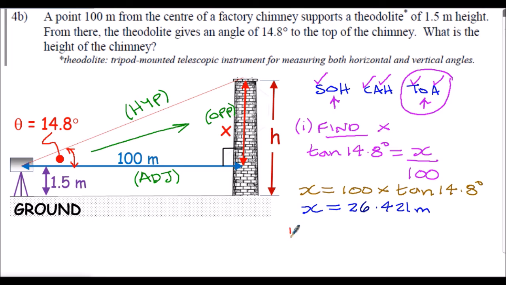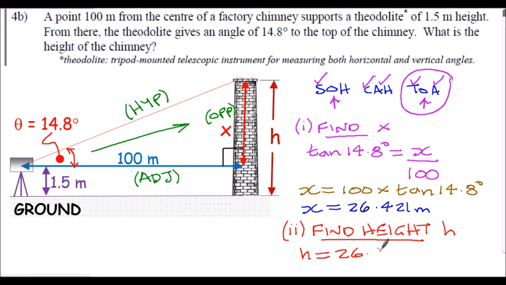So therefore, step 2, find height h. h is simply equal to the 26.421, add the 1.5 meters for the tripod. We get 27.921 meters.